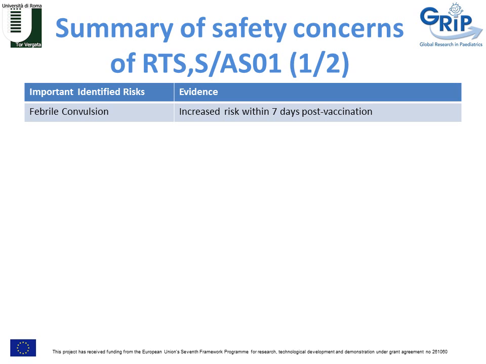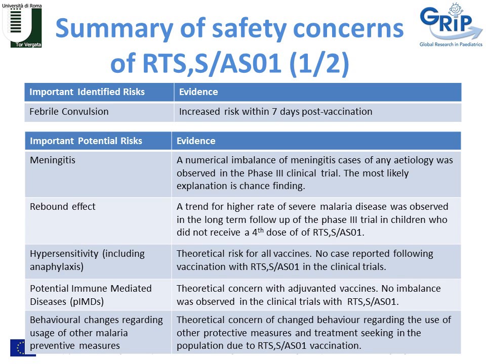And there are several potential risks. Meningitis, because a numerical imbalance of meningitis cases of any etiology was observed in the large phase 3 trial. After further analysis, the most likely explanation is a chance finding. A rebound effect, because a trend for higher rate of severe malaria diseases was observed in the long-term follow-up in children who did not receive a fourth dose of RTSS. However, the numbers are very small.